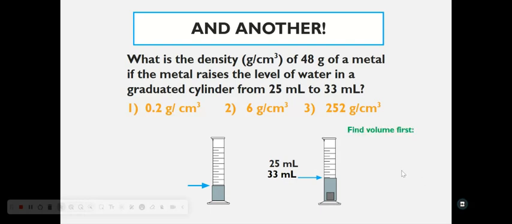You need to find the volume that is displaced. This is called water displacement. If the water goes up when you put the item in, the difference in the water level becomes the volume of the item. Now you're going to use that to solve the answer. Check and see, did you get 2?